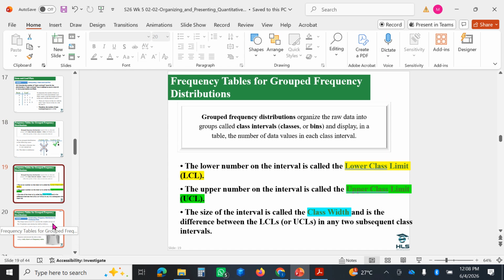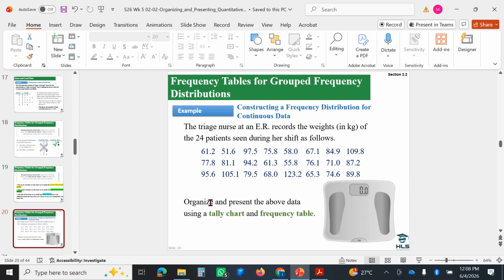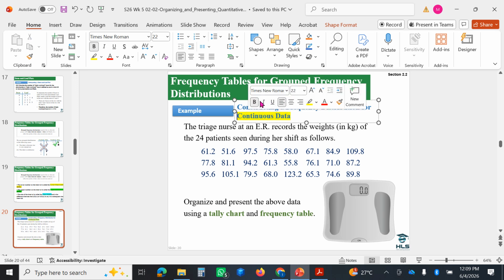Here we're talking about group frequencies. So, constructing a frequency distribution for continuous data. Continuous, you remember, discrete is counted. Can't have half a human. But continuous is measured data. The triage nurse at an ER records the weight in kg of 24 patients seen during her shift as follows. So here, these are all kg: 61.2 kg, 51.6 kg, and so on. They're all continuous data.